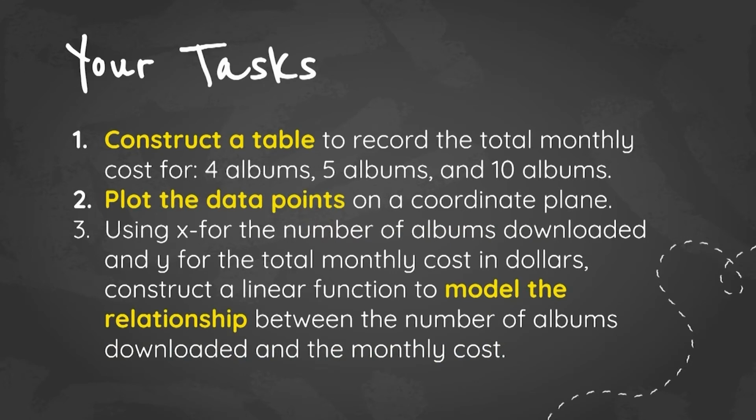So here's what we're going to do together to reach our goals for this lesson. The first task we are going to complete together is constructing a table. We're going to predict how much it would cost for us to download 4, 5, or 10 albums. The second thing we're going to do is plot those data points on a coordinate plane. And then the last thing we're going to do is construct a linear function to model the relationship. And that is just a fancy way of saying we're going to write a rule for the scenario so that we can make lots of predictions later on if needed.